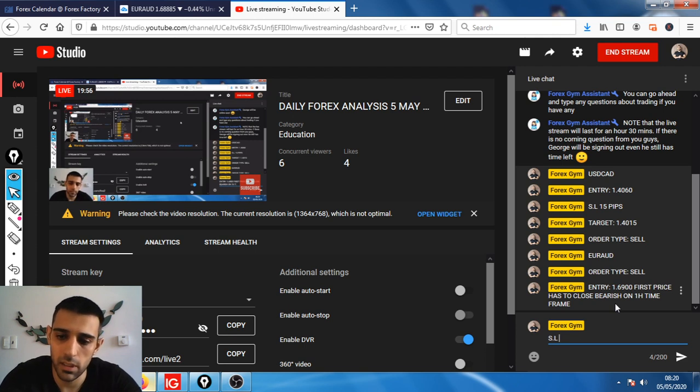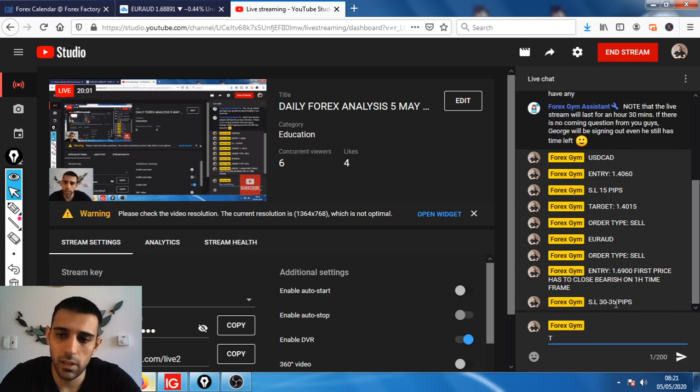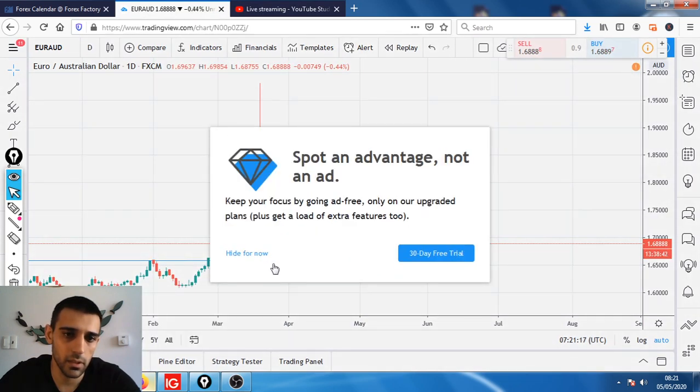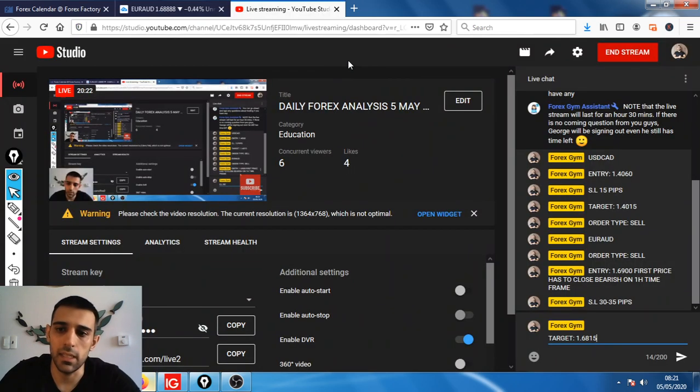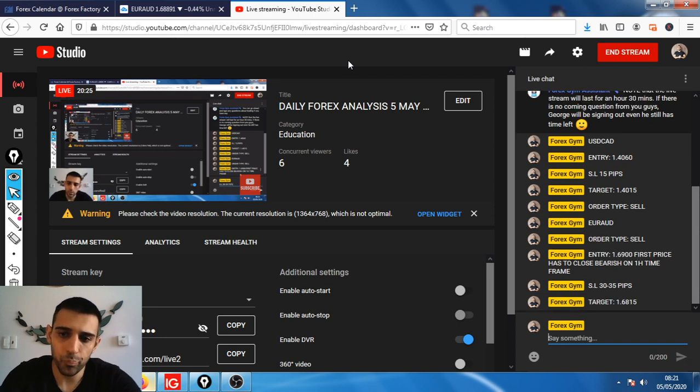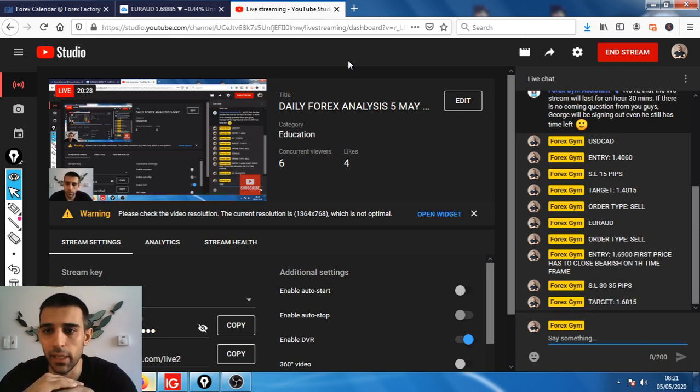Stop loss is 30 to 35 pips, and the target is going to be at 168.15 if I'm not mistaken, this area in here. Yeah, 168.15 is the target. So we're looking at about an 85 pip gain and risking about a 30 or 35 pip stop loss. So that's more than just over 1 to 2 risk reward, which is decent.